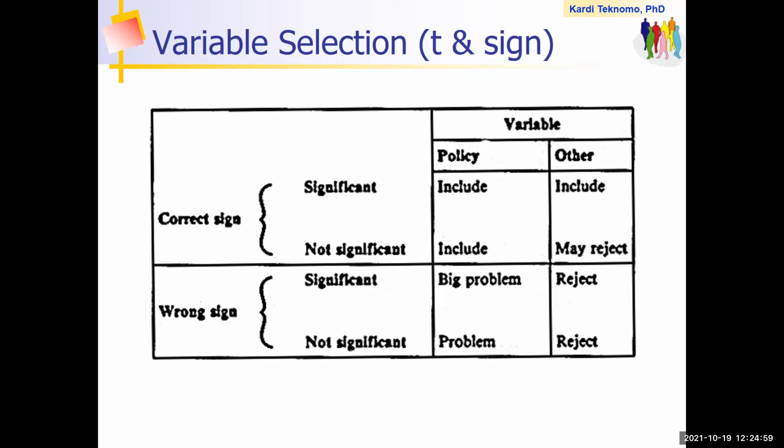Now, what happens if it is a wrong sign? If it is a wrong sign and it is a policy variable, then you have a problem. And it is more of a problem if it is a wrong sign and the t value says that it is significant. It's a big problem. So then you probably need to modify your whole model in this case. And if it is a wrong sign and this is another variable, then you simply reject it. This is the way to do modeling.